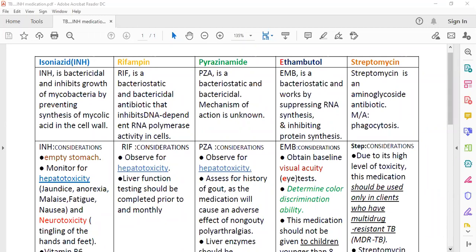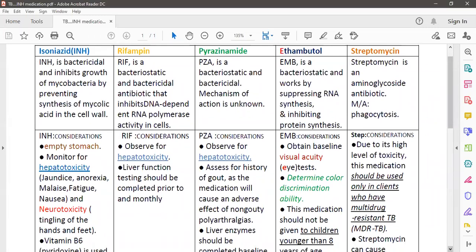So now we go to the second phase, the nursing considerations. What are the frequently asked areas in exams? So isoniazid is better taken on an empty stomach. It works better if you take it without food, on an empty stomach.